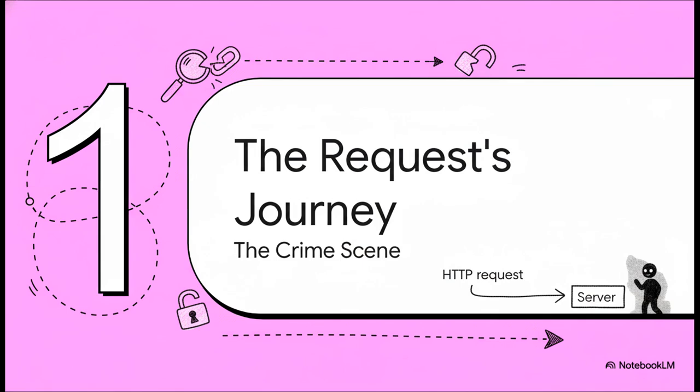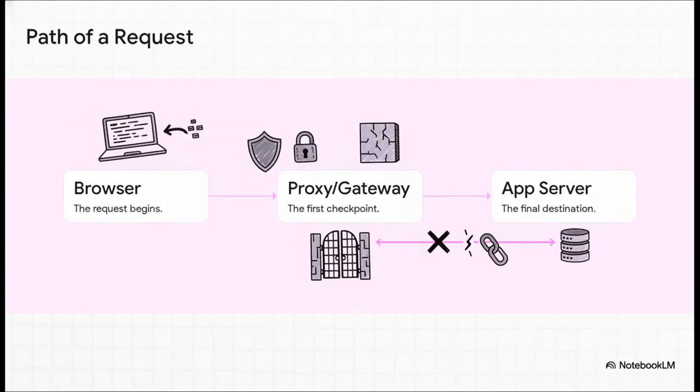Okay, so before we can start pointing any fingers, we need to map out the crime scene. You see, every single HTTP request goes on a little journey, and the problem is, it can get stopped at any point along the way. So to find our culprit, we've got to trace its path. And this right here, this is basically our map. A request starts in the browser, then it has to pass through these potential checkpoints. Think of them like security guards, a proxy or a gateway, before it can finally get to our application server. That error message we saw, that's proof that one of these guards stopped it. So our bad guy is hiding in one of these spots.